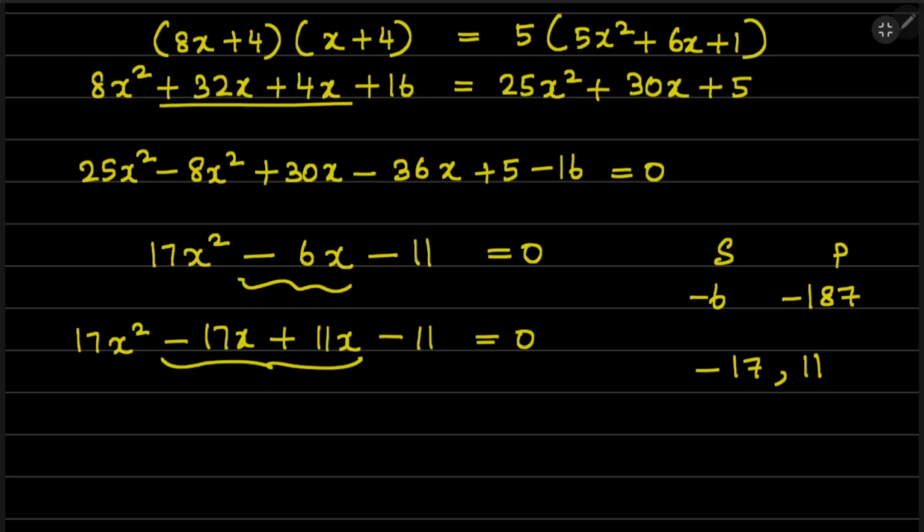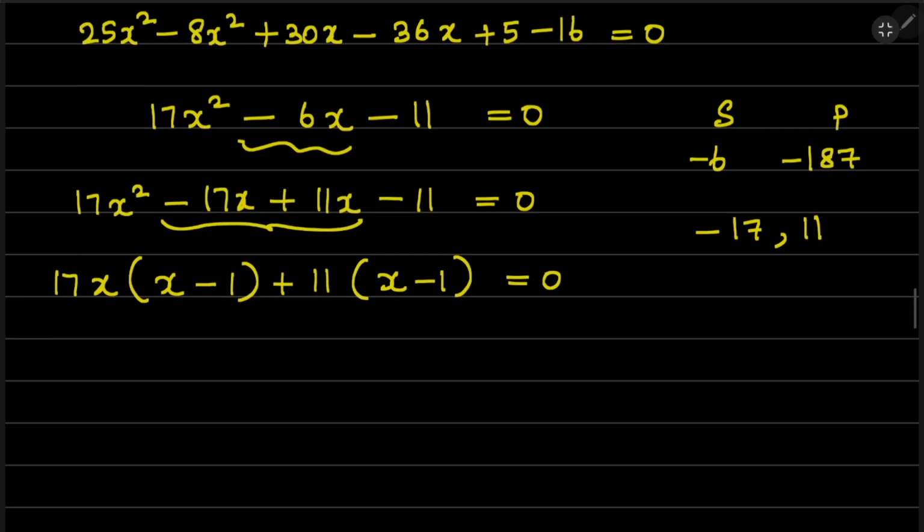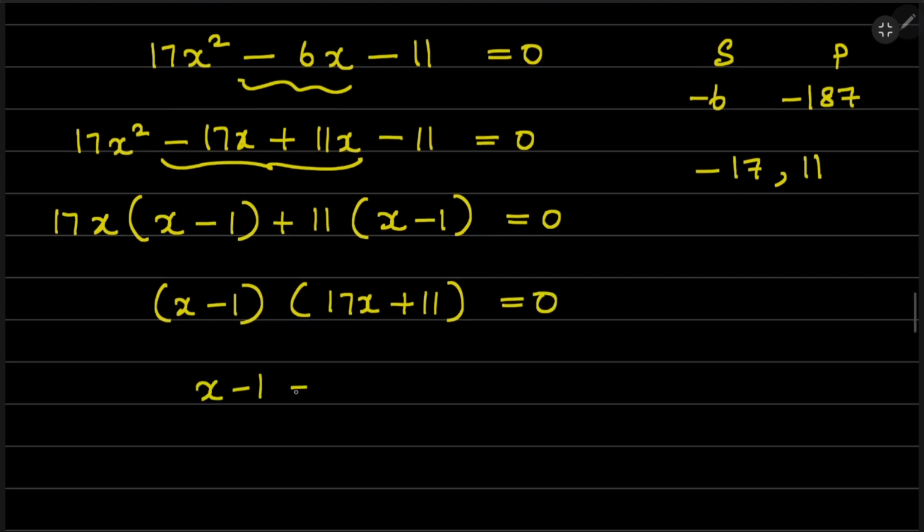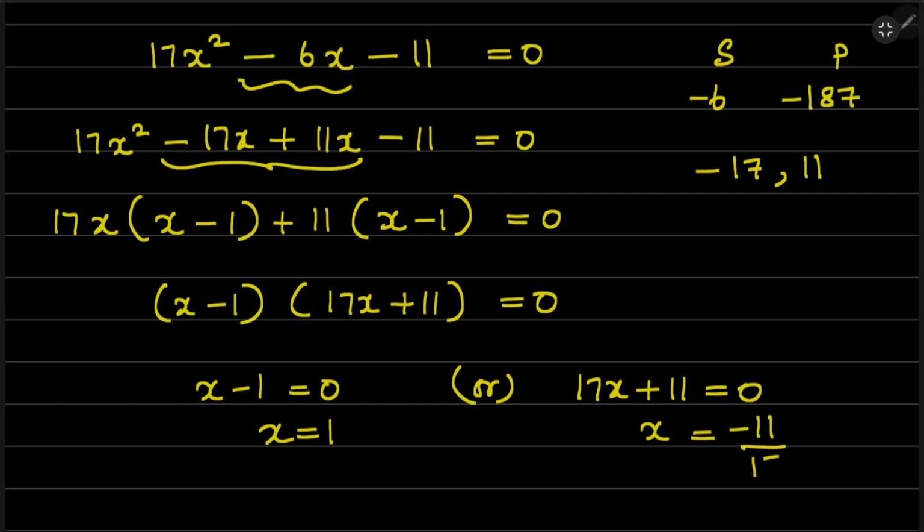Equal to 0. Let's take 17x common from the first two terms. You have x minus 1 plus 11 common from the third and the fourth term, which will leave us with x minus 1 inside. So the factors are x minus 1 into 17x plus 11 equal to 0. So either x minus 1 equal to 0 or 17x plus 11 equal to 0. So here x is equal to 1 and here x is equal to minus 11 by 17.